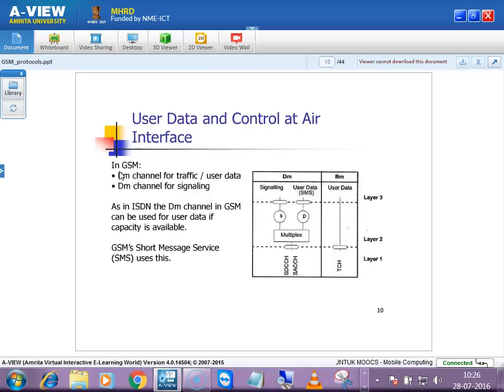Okay, user data and control channel: user data in the sense of traffic, and the D channel for signaling. For signaling purpose we are using this, and for traffic purpose we are using this.